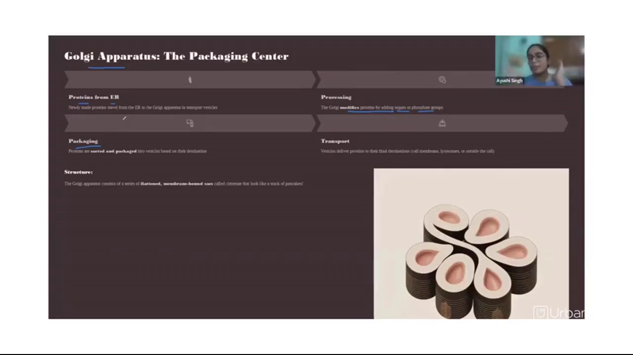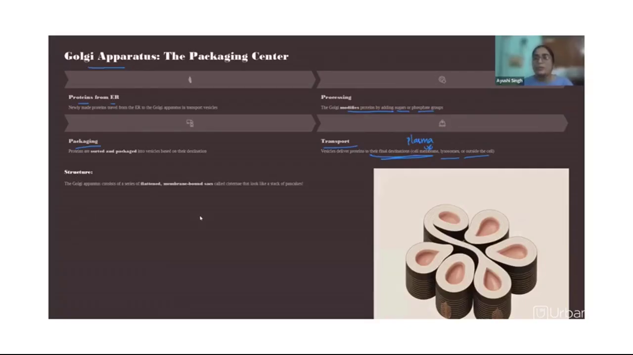I'm giving an analogy so that you can understand better, okay? And transport: vesicles deliver proteins to their final destination, okay? The cell membrane, maybe, or the cell membrane is the plasma membrane only. Plasma membrane, okay? Lysosomes are outside of the cell. So wherever the delivery is needed, they help in transporting that as well, okay?